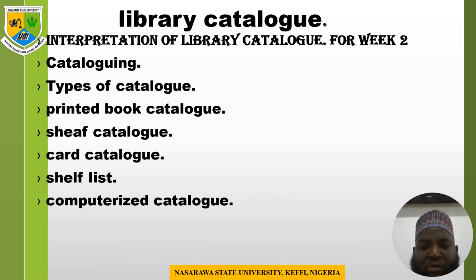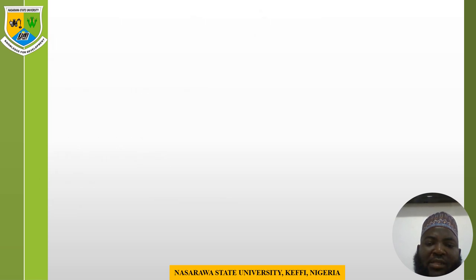Then, in the second week, we are going to be discussing cataloging and classification. We look at the interpretation of catalog. We look at the types of library catalog we have, which has to do with the printed book catalog, shelf catalog, card catalog, sheaf catalog, computerized catalog, and OPAC. Catalog is defined as the arrangement of bibliographic records of a library.